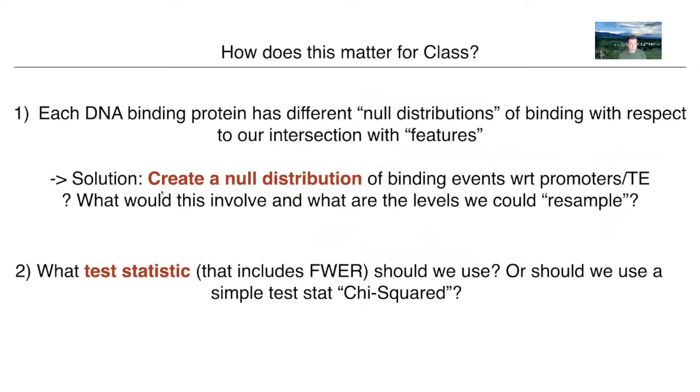So why does this matter? Well, we sort of just covered that, is that each DNA binding protein has a very different null distribution. So we don't want to just assume a normal distribution, a Gaussian distribution, a Poisson distribution.